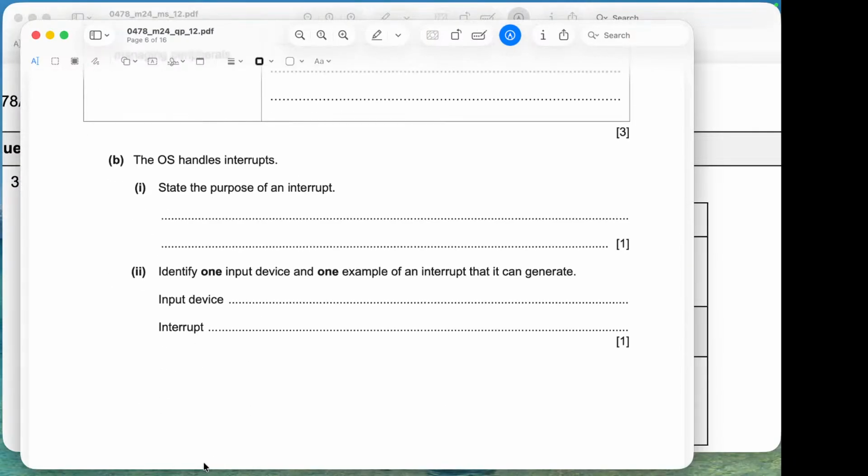So the operating system handles interrupts. State the purpose of an interrupt. And then identify one input device and one example of an interrupt that it can generate.